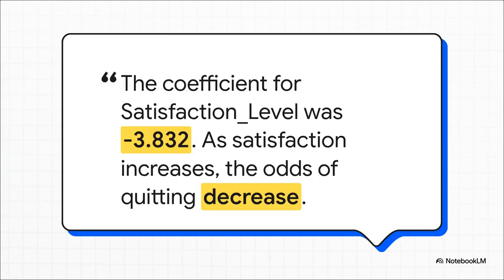And seeing how we interpret the results is where it all clicks. In a model that was predicting if employees would quit, the coefficient for their satisfaction level was negative 3.8. That negative sign, that's everything. It tells us that as an employee's satisfaction goes up, the log odds of them quitting goes down. Bottom line, happier employees are way less likely to leave.